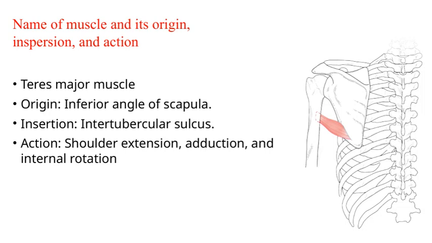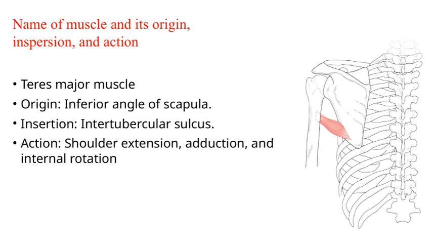The teres major muscle originates from the inferior angle of the scapula, which is located at the bottom corner of the shoulder blade. From there, it inserts into the intertubercular sulcus, a groove on the humerus. This positioning allows it to play a key role in shoulder movements. Its primary actions include shoulder extension, which means moving the arm backward, adduction, bringing the arm closer to the body, and internal rotation, which is turning the arm inward.